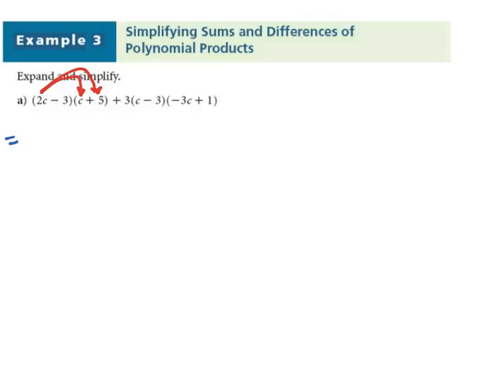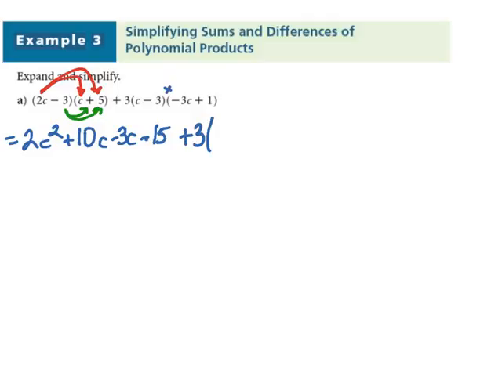So we have 2c times c is 2c squared. 2c times 5 is 10c. Then we're going to multiply negative 3 by c, which is negative 3c. And then negative 3 times 5 is negative 15. Then we're going to add 3. And the next step is that we're going to multiply, because that's what we need to do because of BEDMAS. We need to keep on multiplying.